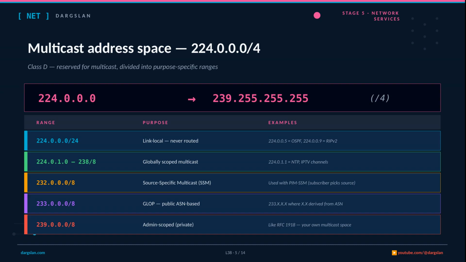The 224.0.0.0/24 slice is link local. Protocols like OSPF and RIPv2 use it, and routers never forward those packets. The globally scoped range carries things like NTP and IPTV. 232.0.0.0/8 is reserved for source-specific multicast, where the receiver names the source directly. And 239.0.0.0/8 is the private playground, the multicast equivalent of RFC 1918, perfectly safe to use inside your own network.